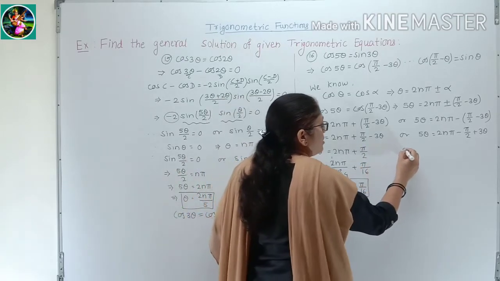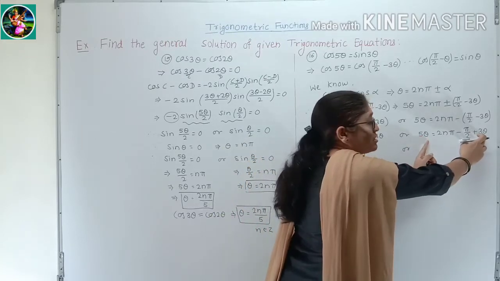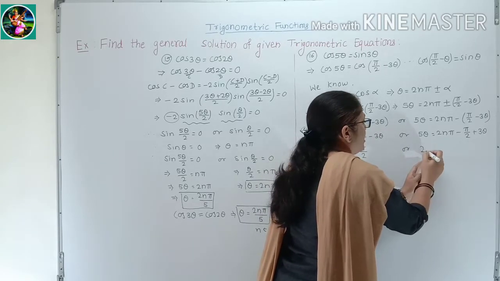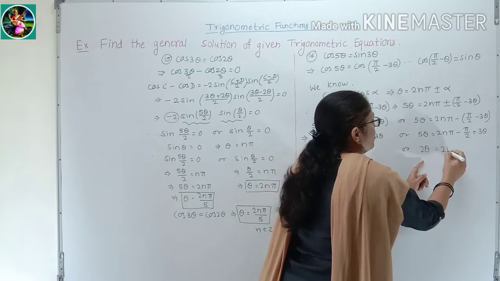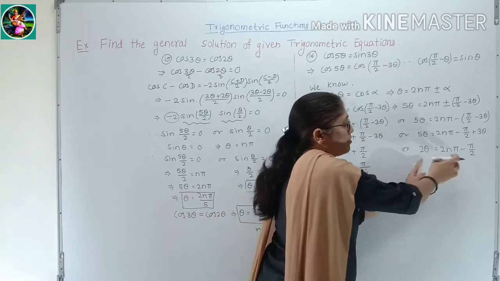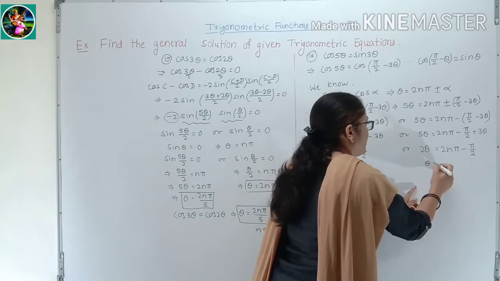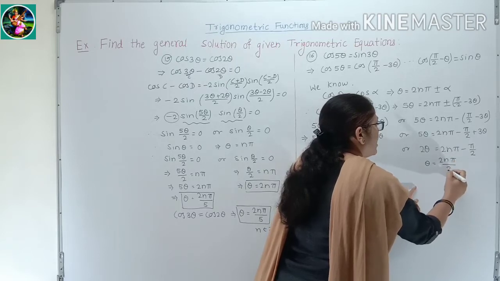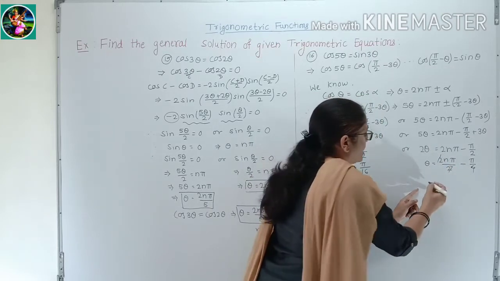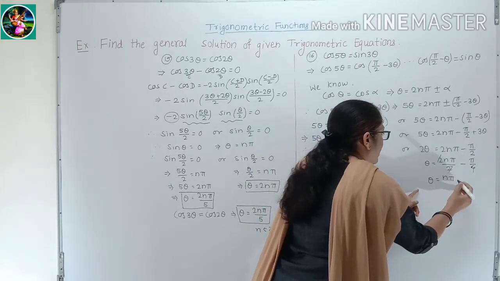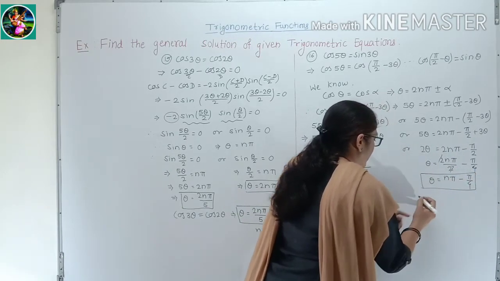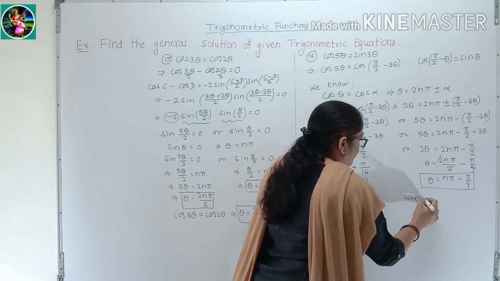Now here, if we bring this plus 3 theta to the left hand side, it becomes minus. Therefore, here 2 theta is equal to 2n pi minus pi by 2. If we divide by 2 on both sides, we get theta is equal to 2n pi divided by 2 minus pi by 4. Here the 2 gets cancelled, and we get theta is equal to n pi minus pi by 4, where n belongs to Z.